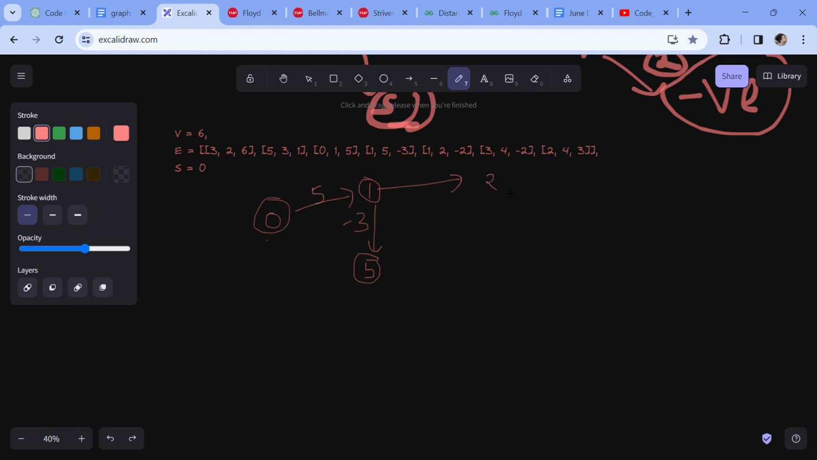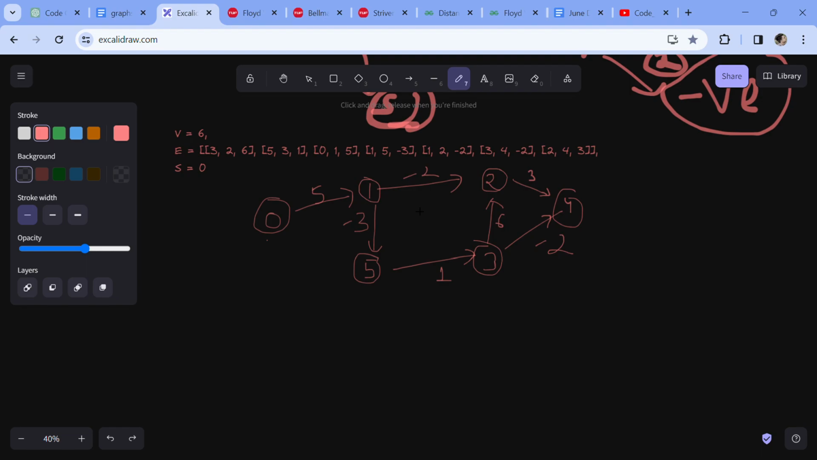Then we have node 2 and node 3. From 5 to 3 the edge weight will be 1, and 3 to 4 the edge weight will be -2, and from 2 to 4 the edge weight will be 3, and there will be 6, this is -2.